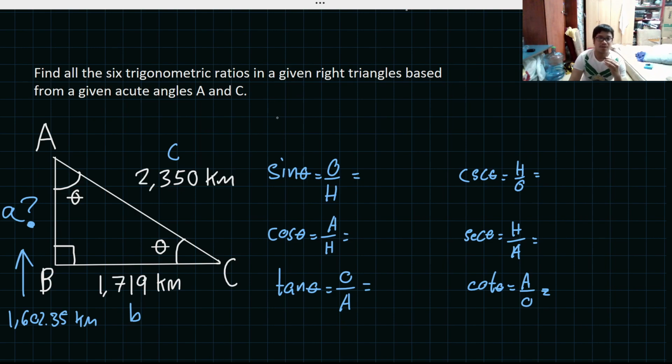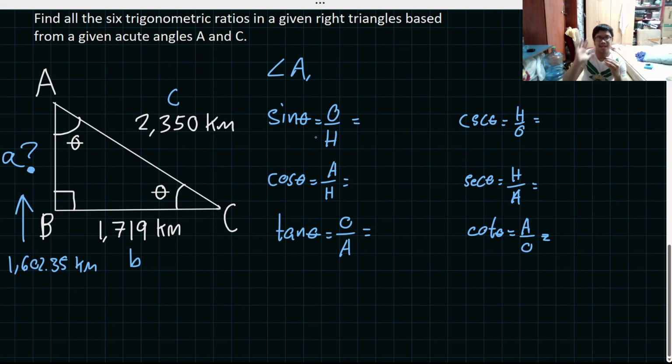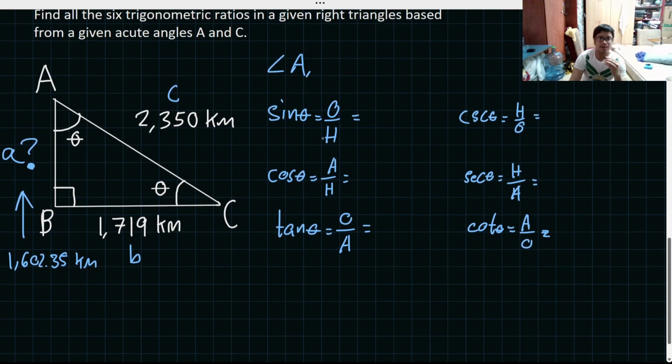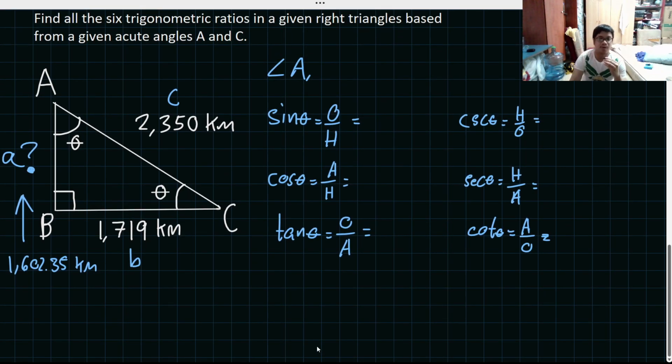So let's start first with angle A. What happens if we base the angle at angle A? Here, imagine that there's no angle at C. Recall that if there's an angle at a vertex, and that vertex has a name, which is C, we name it angle C. Likewise, if we have an angle at the vertex of A, we call it angle A. So going back, imagine there's no angle C here. We have only angle A.